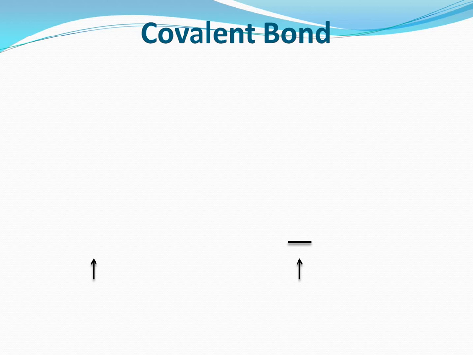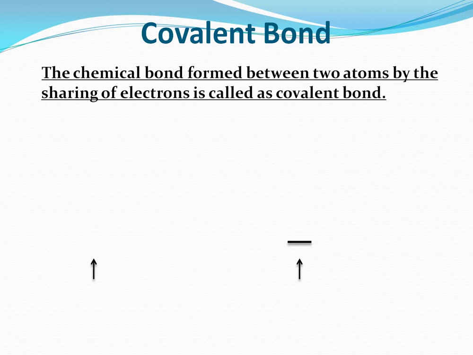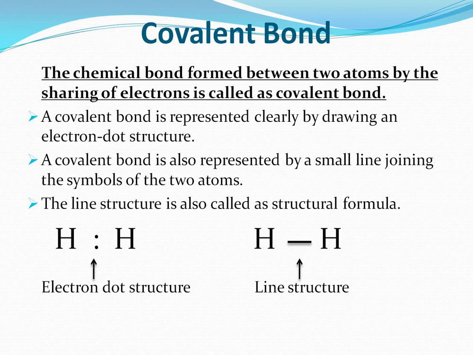Now in this section we will discuss the covalent bond. The chemical bond formed between two atoms by the sharing of electrons is called a covalent bond. The main feature of a covalent bond is that it is formed only due to the sharing of electrons. A covalent bond is represented clearly by drawing an electron dot structure. Again, it can be represented by a small line joining the symbols of the two elements.